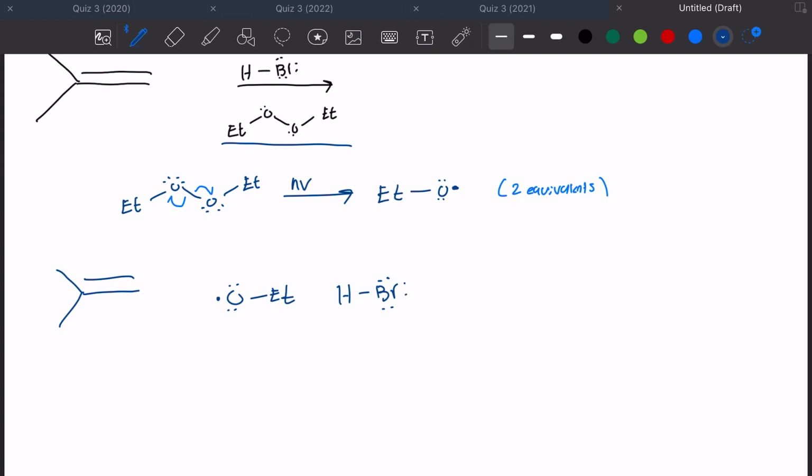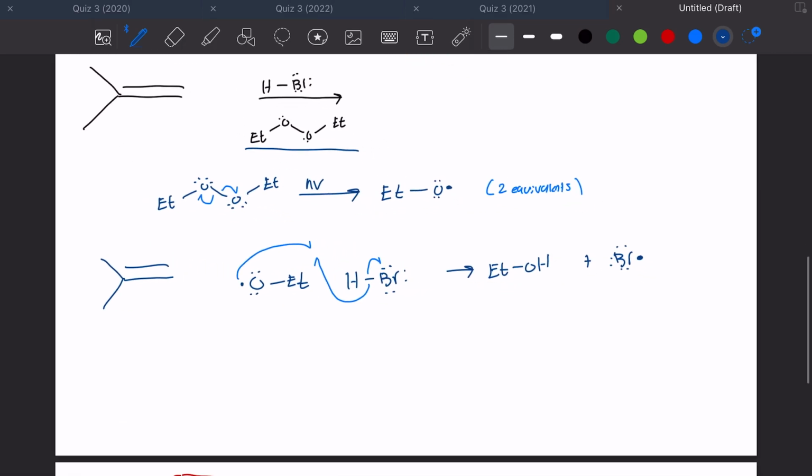So basically what's going to happen is that this radical is going to extract one of the electrons from this HBr bond and then displace this bromine. And you're going to get an alcohol now, EtOH, plus a bromine radical. Okay?